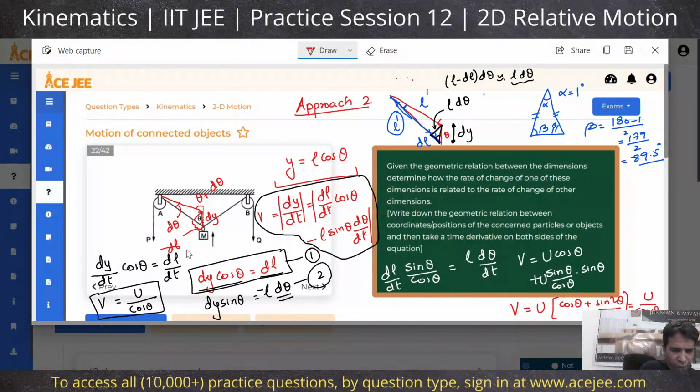Now, this was actually a straightaway relationship. If you were to draw this geometry, you will straight away find the relationship between dl by dt and dy by dt. Yes, Peter? So I'm going to call this approach 3.